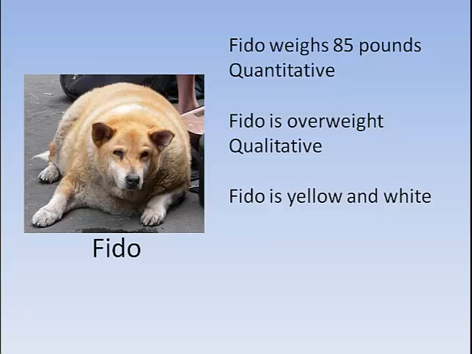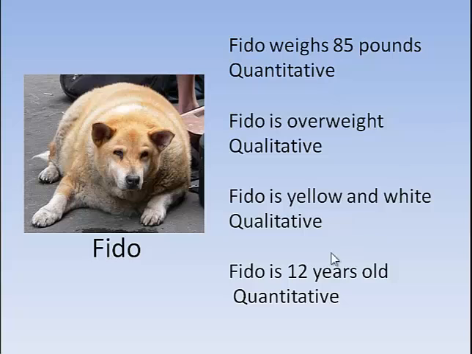Fido is yellow and white. Well, that's qualitative again because you determined his colors by looking at him. Fido is 12 years old. Quantitative. It involves a number, right? You counted up how many years he's been alive.